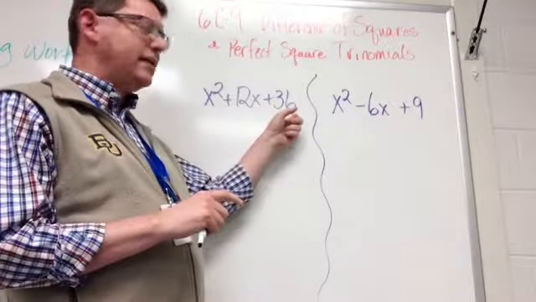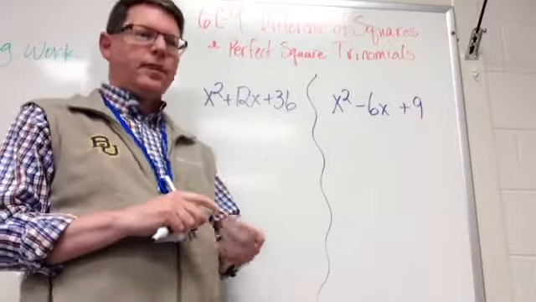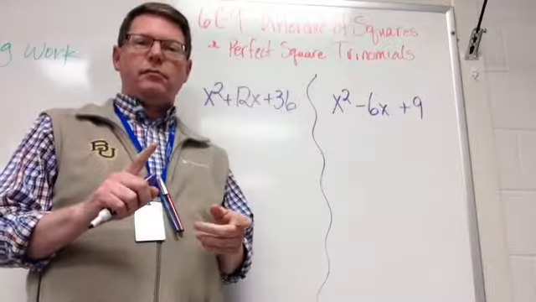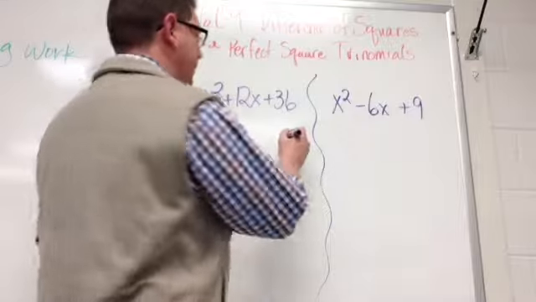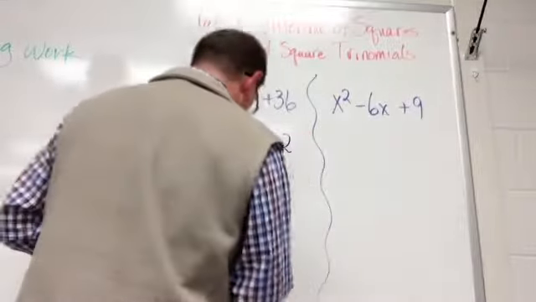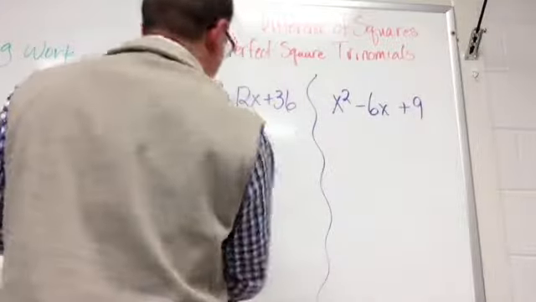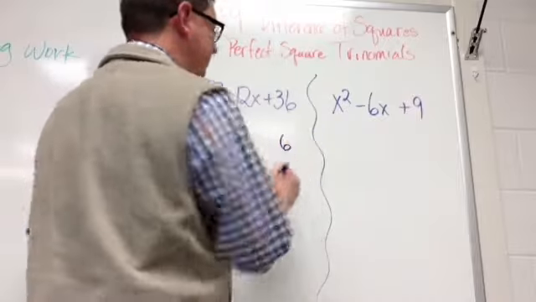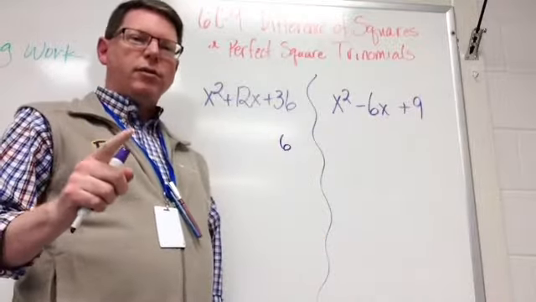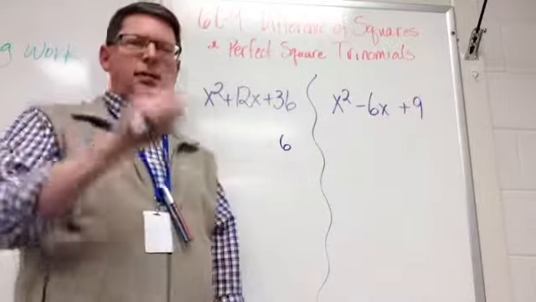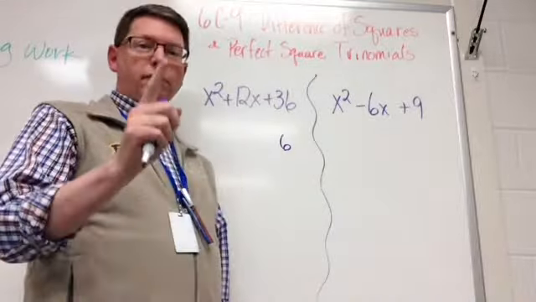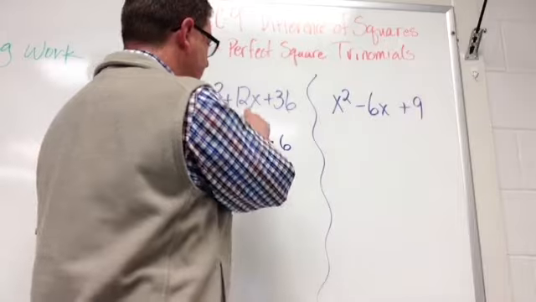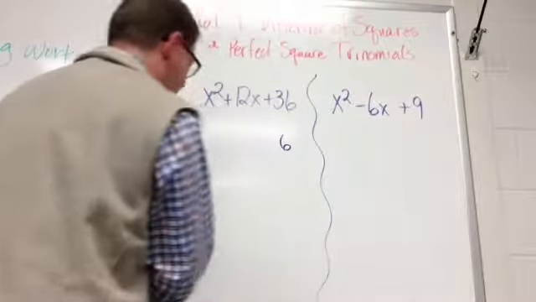You look at the last term. Is 36 a perfect square? Yes. What is the square root of 36? It is 6. Why did I just put a 2? The square root of 36 is 6. If I double that square root and I get the middle term, then it's a perfect square trinomial. What is 6 times 2? 12. You're exactly right. So 6 times 2 is 12. This makes it a perfect square trinomial.